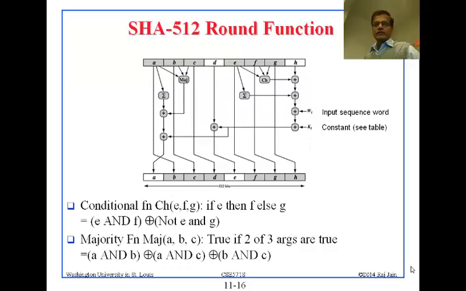Now the round function, if you want to see the complication, is as follows. So as we said, this is a 64-bit word, and we have 1, 2, 3, 4, 5, 6, 7, 8. 8 times 64. It's 512.